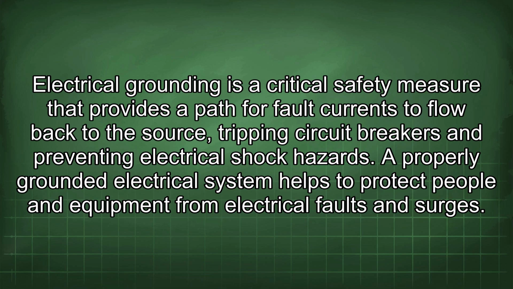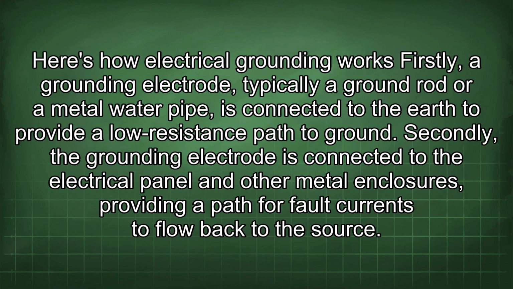Electrical grounding is a critical safety measure that provides a path for fault currents to flow back to the source, tripping circuit breakers and preventing electrical shock hazards. A properly grounded electrical system helps to protect people and equipment from electrical faults and surges. Here's how electrical grounding works.